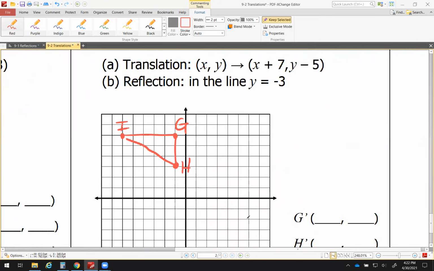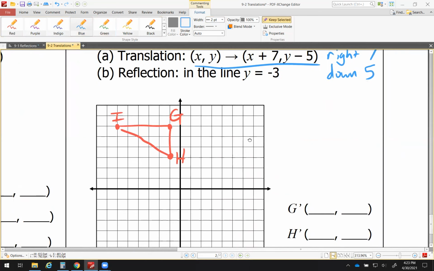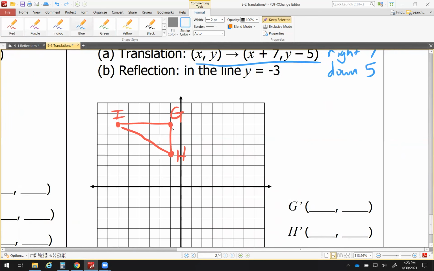Okay. And the first thing we're going to do is we're going to translate it. So this translation is right by 7 because the X is getting larger by 7, and down by 5 because the Y is getting smaller by 5. So if I go to the right by 7, G will end up over this way and then down by 5. So it goes 1, 2, 3, 4, 5.